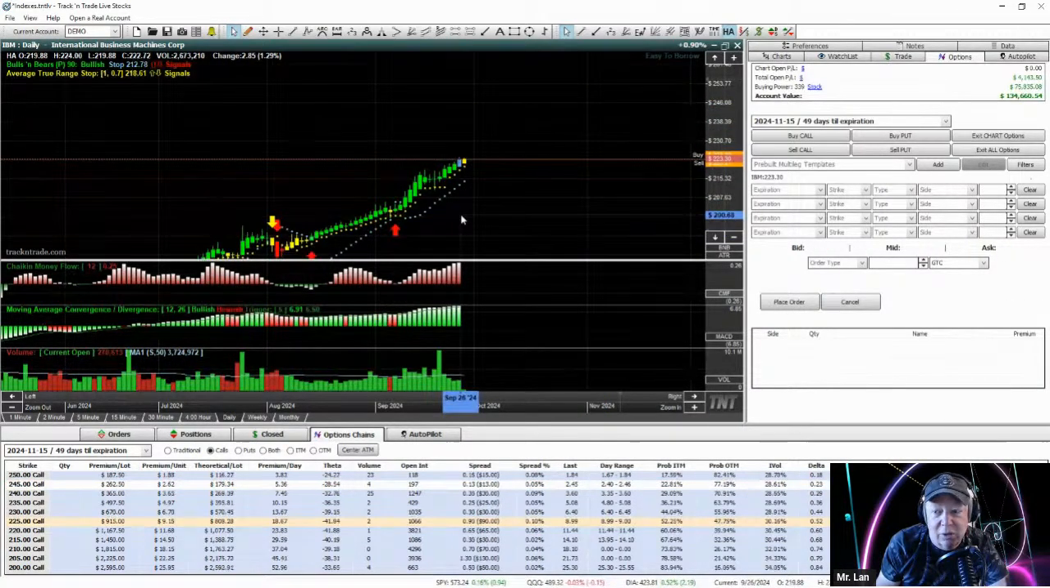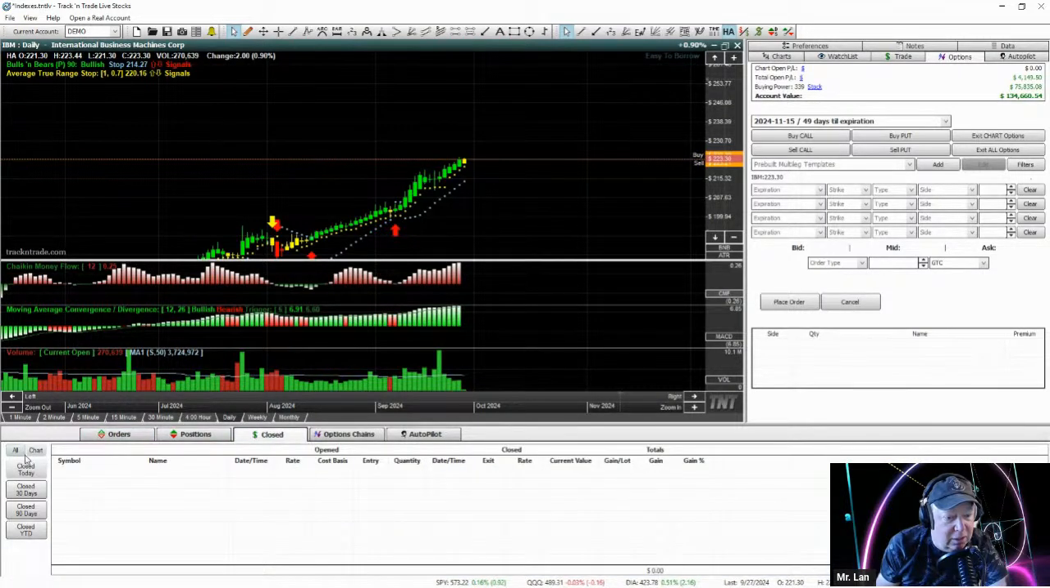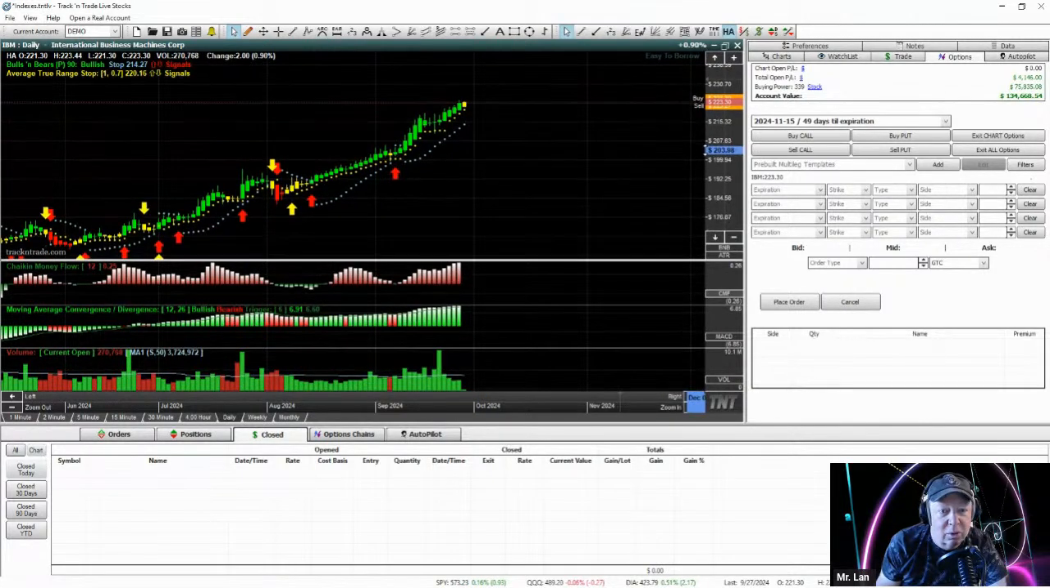Oh, did I just liquidate my position? Did I have a position? Did I accidentally just close that position out? Close today chart. No, I guess I didn't have it. Okay, we're going to do it though. We're going to put one on.